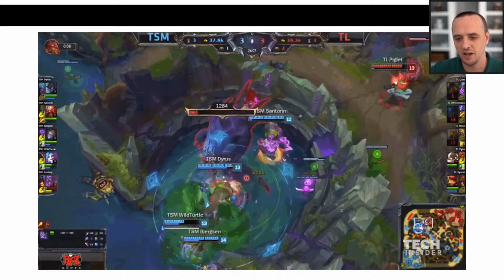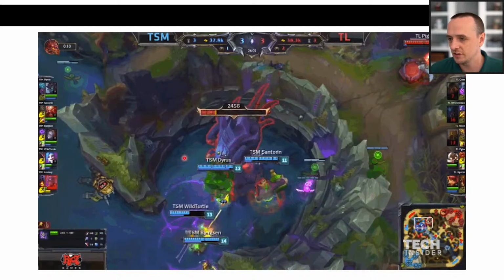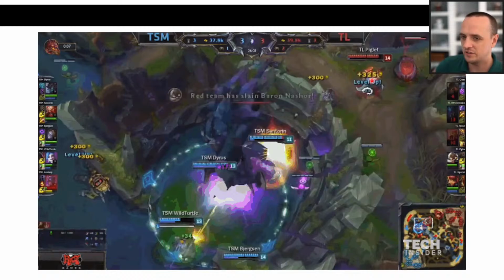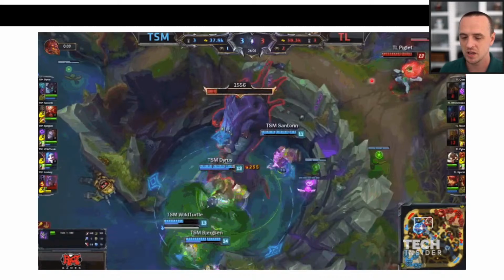The blue team has been killing the Baron. They've done all the work. And on the red team, there's one person. The rest of his team is dead. He's trying to deal the last point of damage to get all of that, to not only get it for his team, but steal it from the other team. And it looks pretty easy. He just walks up and fires something, right?